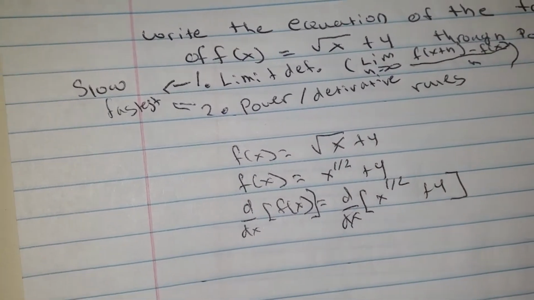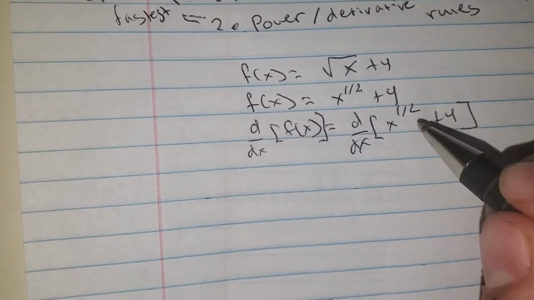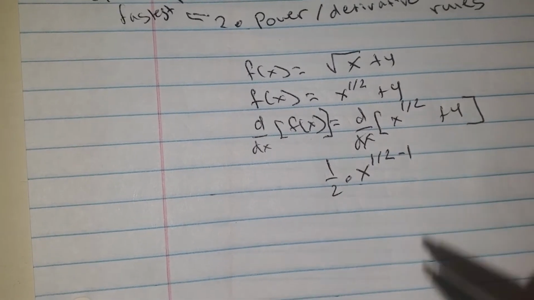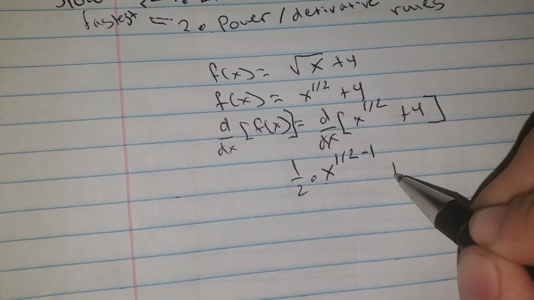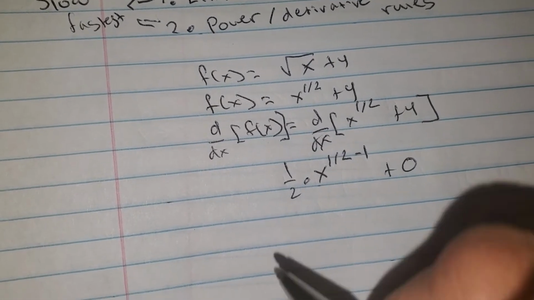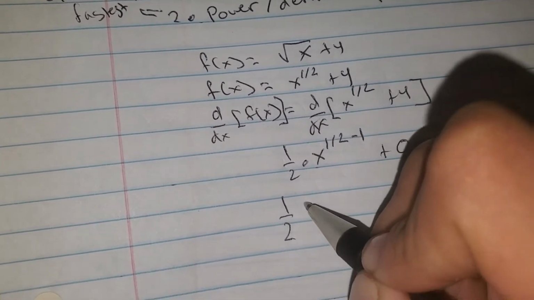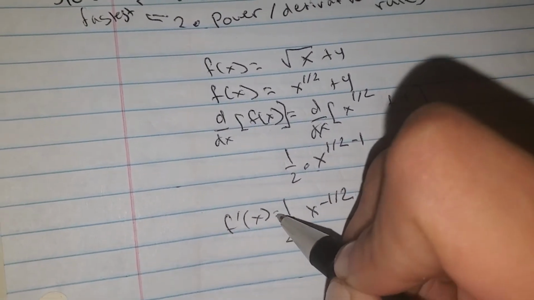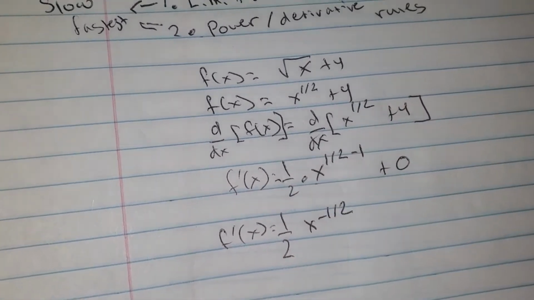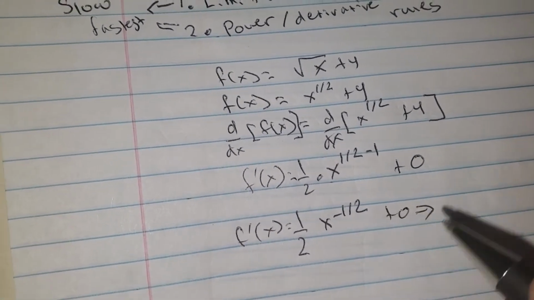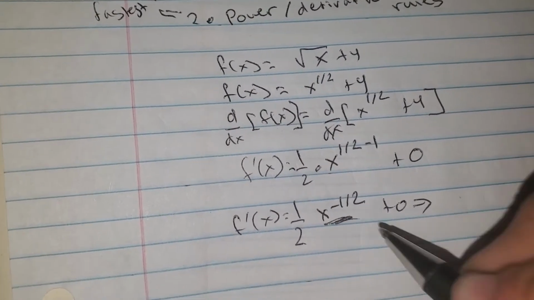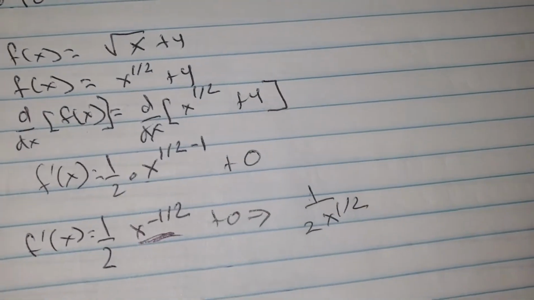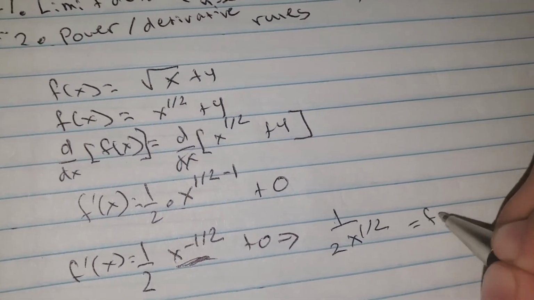Okay, we can write out the derivative, and so the derivative of x to the 1/2 is 1/2 times x to the 1/2 minus 1. And the derivative of a constant is 0. So it leaves us with 1 over 2 x to the negative 1/2, which is f prime of x, plus 0. And we need to bring this negative down, so we have 1 over 2 x to the 1/2. Okay, so this is our f prime of x.